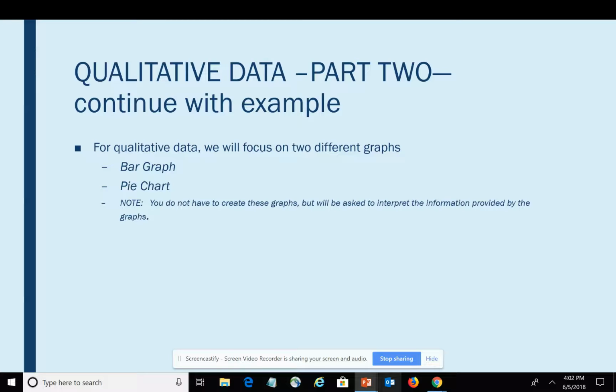You're not going to be asked to actually create these graphs using the raw data, but you will be asked to interpret information provided by the graphs. In today's society, you can probably find a free website, Microsoft Excel, Microsoft Access, which would actually create these graphs for you. Rarely do researchers create these graphs by hand anymore.